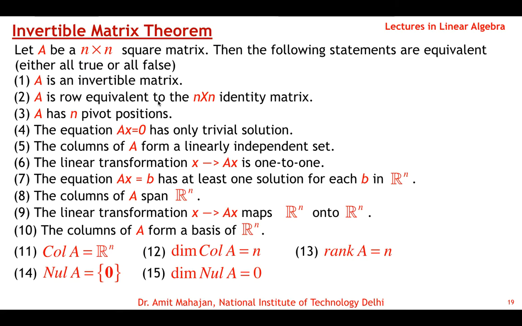So see, all these statements are equivalent. That means if you know that any one of these is true for a matrix, then all of them are true. If any one of them is false for a matrix, then all are false. Okay, so that's the invertible matrix theorem for you.